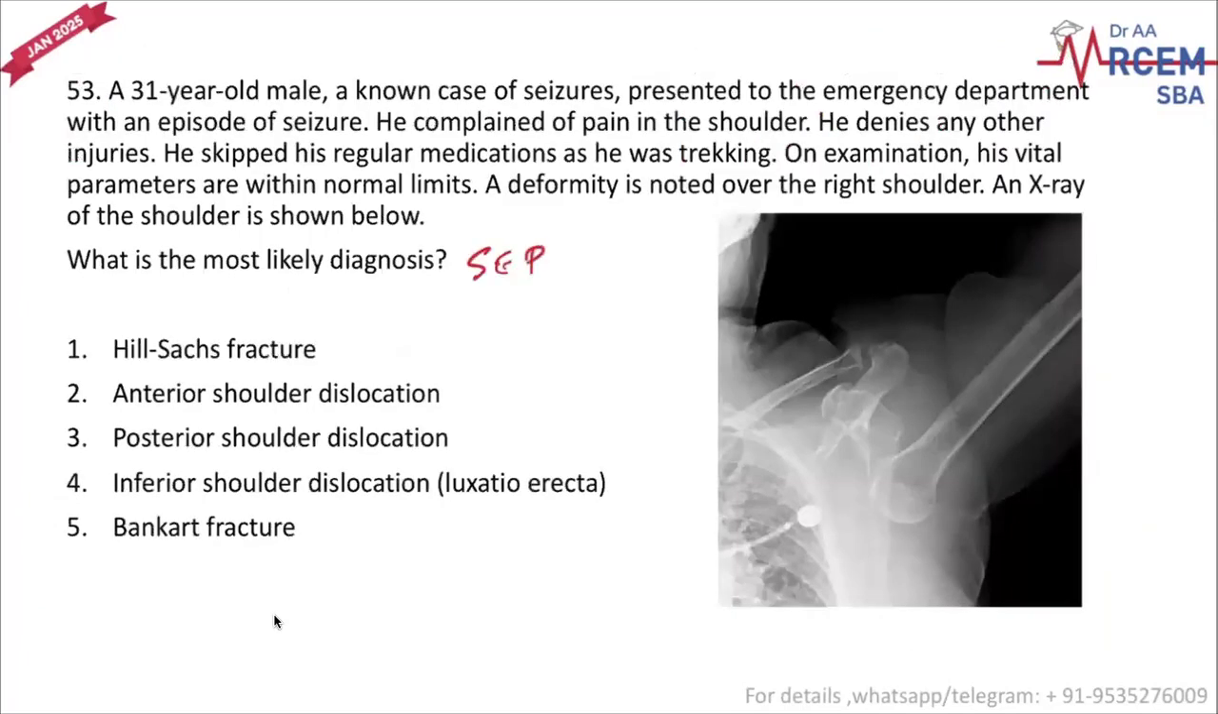It has appeared in September 24. A 31 years old male, a known case of seizures, presented to the emergency department with an episode of seizures. He complains of pain in the shoulder. He denies any other injuries. He skipped his regular medications as he was trekking. On examination, his vital parameters are normal. A deformity is noted over the shoulder. X-rays shown below. What's the most likely diagnosis?